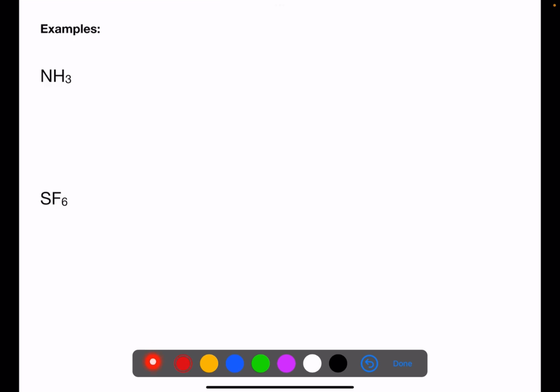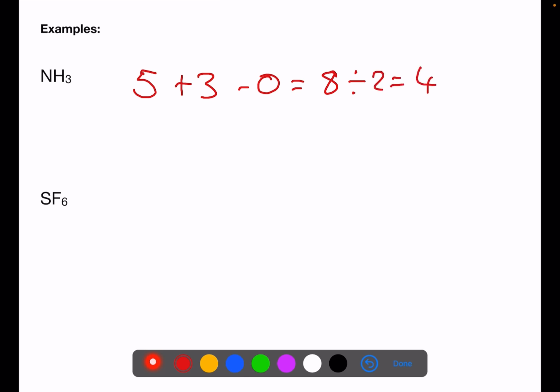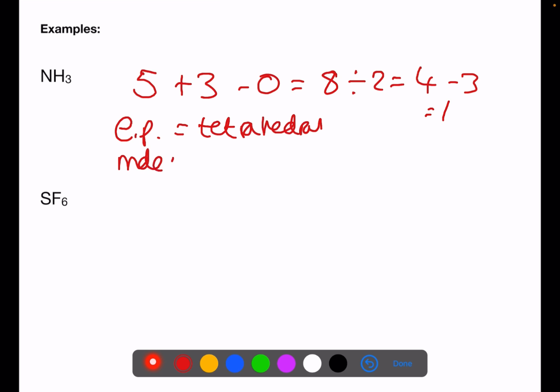So here we have NH3. Nitrogen has 5 electrons. We're going to add 3. We've got no charge, so total is 8. Divide that by 2, we've got 4 electron pairs. So the shape of the electron pairs would be tetrahedral. And then I'm going to take off the 3 things that are attached, so we've got 1 non-bonding pair. So electron pairs is tetrahedral, but the molecule is trigonal pyramidal.